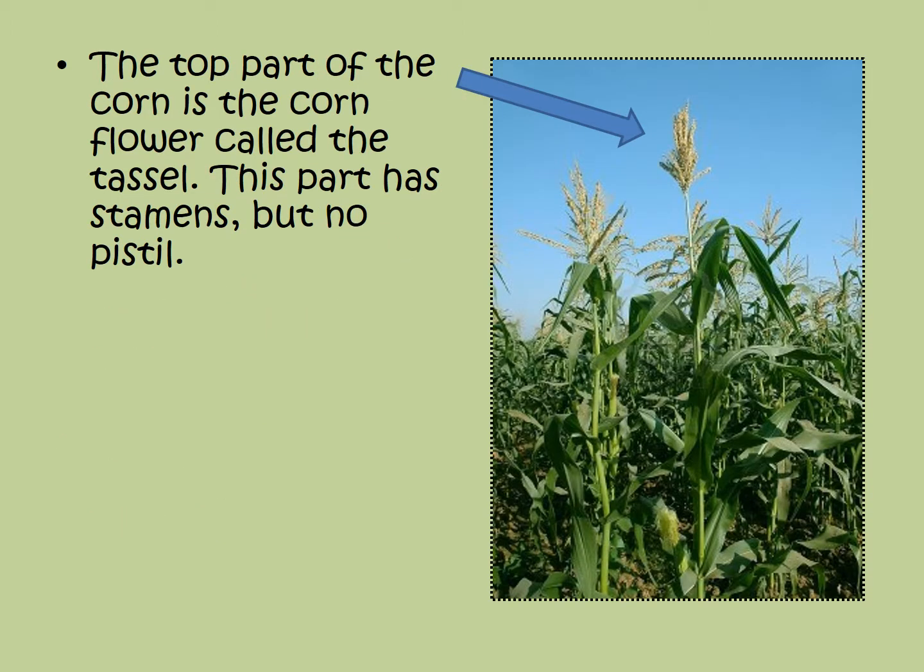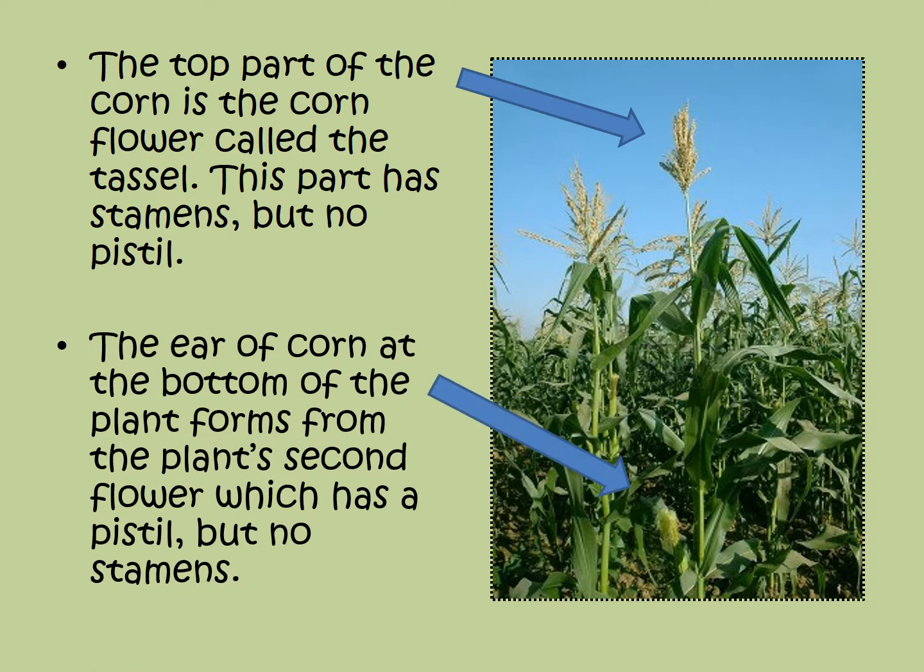The top part of the corn is the corn flower, called the tassel. This part has stamens, but no pistil. The ear of corn at the bottom of the plant forms from the plant's second flower, which has a pistil but no stamens.